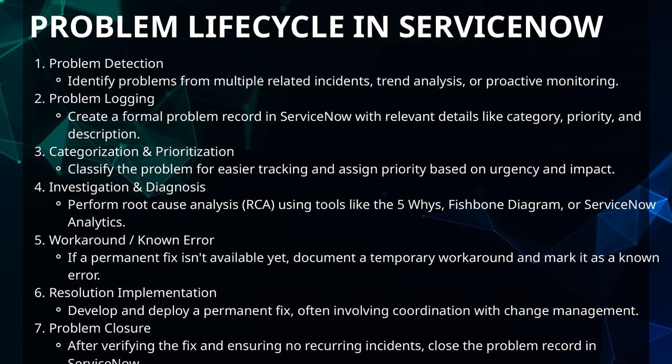Once we've identified a problem, we move to problem logging. This involves creating a formal record in ServiceNow, including all relevant details like the category, priority, and a clear description. Proper logging is essential for tracking and accountability. Next comes categorization and prioritization. We classify the problem to make it easier to manage and determine its urgency and impact, which helps us allocate resources effectively. Then, we perform investigation and diagnosis.